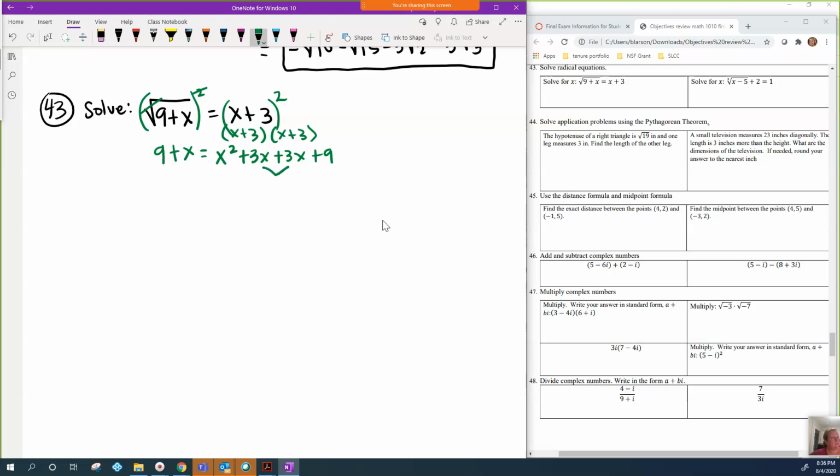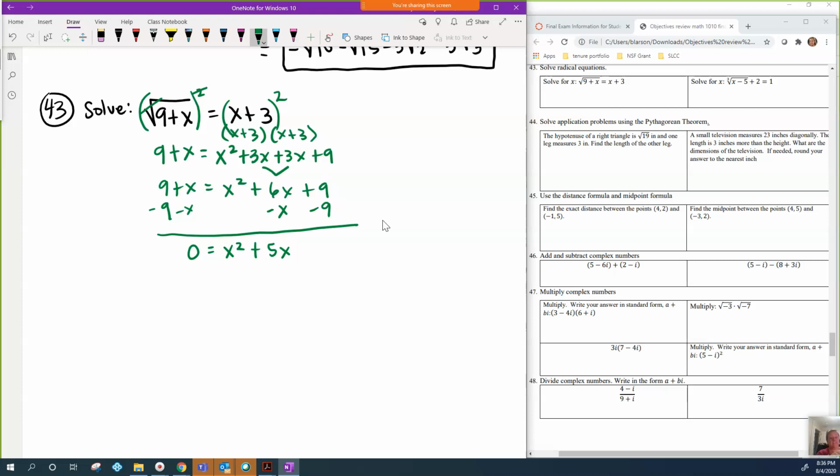So let me combine some like terms here on the right-hand side. So it would be x squared plus 6x plus 9. And then I'm going to move that 9 over, so I'm going to subtract the 9 over. I'm going to subtract the x over. So that's going to give me 0 equals x squared plus 5x. And there's no number left there on that third term, and that's just fine.